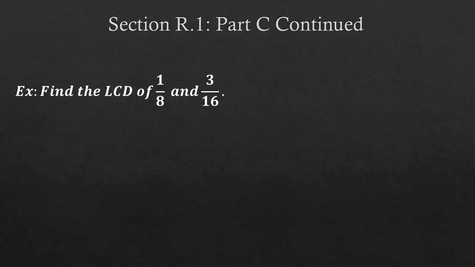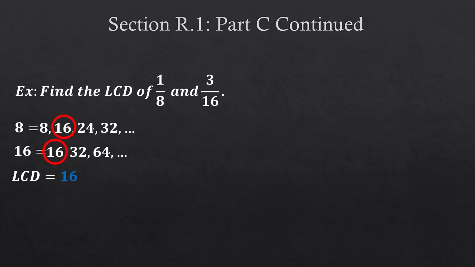Find the LCD of 1 over 8 and 3 over 16. So we'll take the two denominators, 8 and 16, and list some multiples of 8. We'll list some multiples of 16. And we'll go back and see which one they have the smallest in common, which in this case is 16. Therefore, the least common denominator is 16.